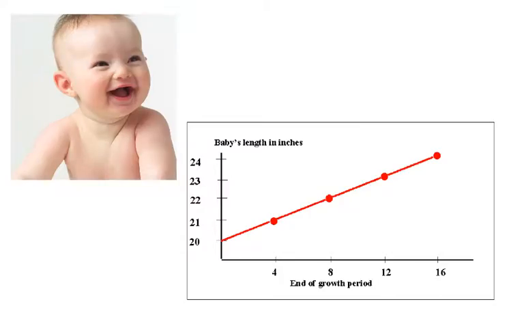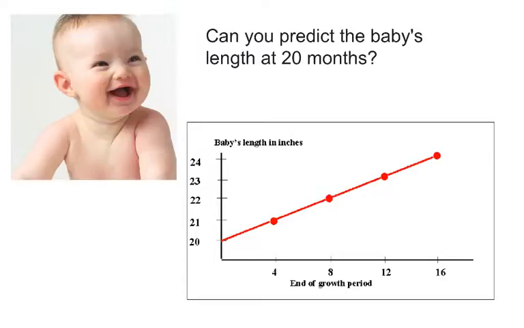When the baby was born, he measured 20 inches. At 4 months, he measured 21 inches. At 8 months, 22 inches. At 12 months, 23 inches. And at 16 months, the baby measured 24 inches. Can you predict the baby's length at 20 months?